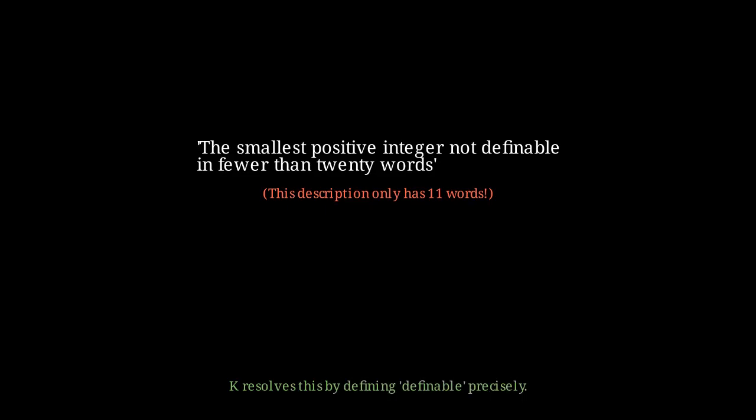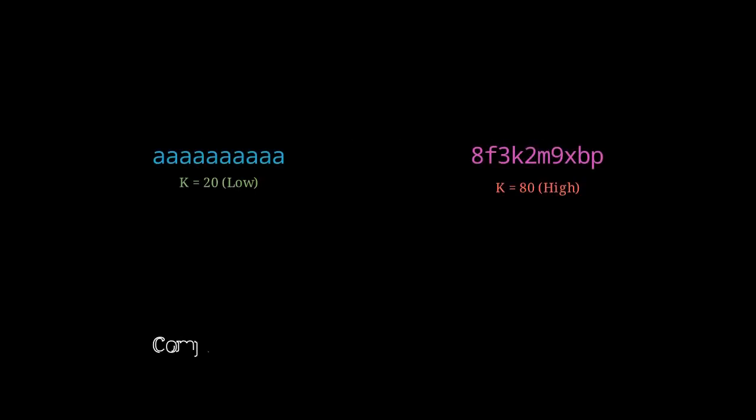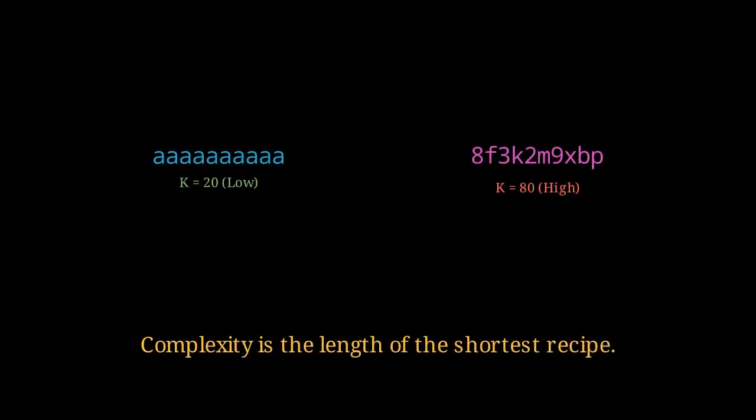Berry's paradox shows the danger of vague descriptions. Kolmogorov complexity resolves this contradiction by using precise code to define exactly how we describe a number. True complexity is simply the shortest recipe size. Structured strings have tiny descriptions, while randomness requires much more.